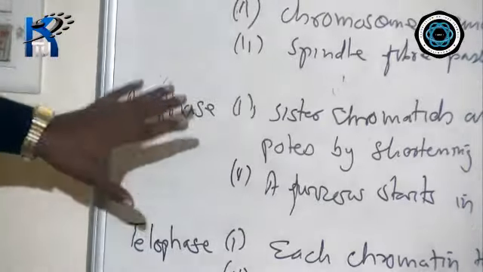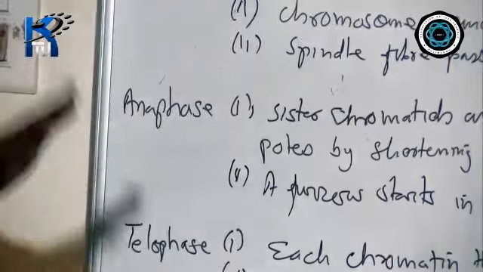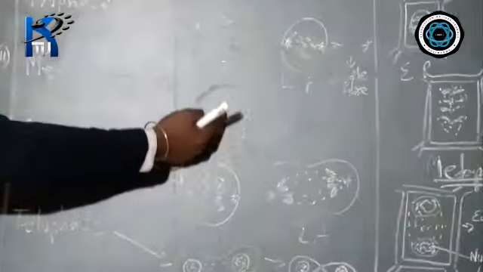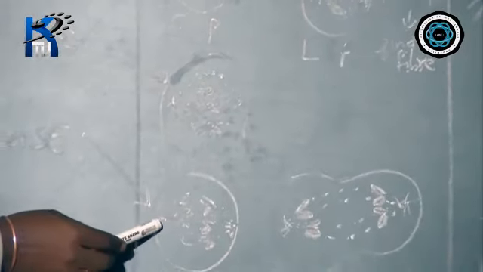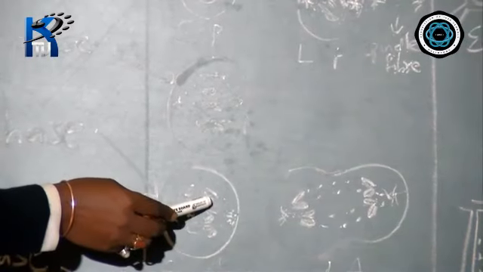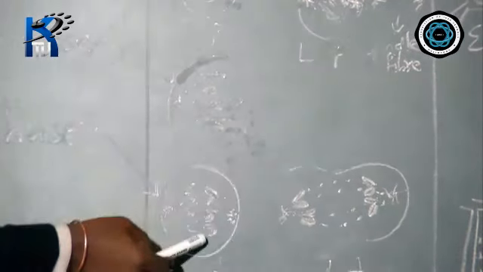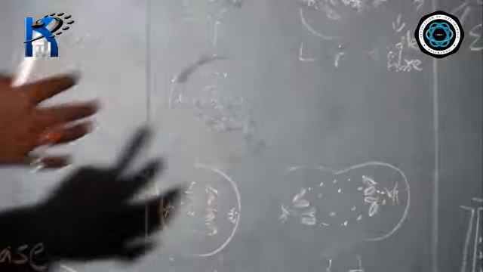So in anaphase, what is the characteristic feature? Now you see, the centromeres that were lying in the equator, slowly what has happened? They are now directed towards the pole, and the chromatids are towards the equator. That means just the opposite. They are going towards the pole. So how are you going to write it?